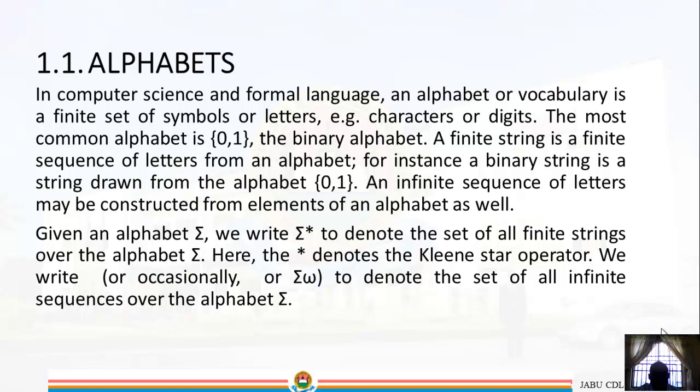An infinite sequence of letters may be constructed from elements of an alphabet as well. Now, given an alphabet, the notation sigma star is used to denote the set of all finite strings over the alphabet. The notation sigma omega is used to denote the set of all infinite sequences over an alphabet sigma.